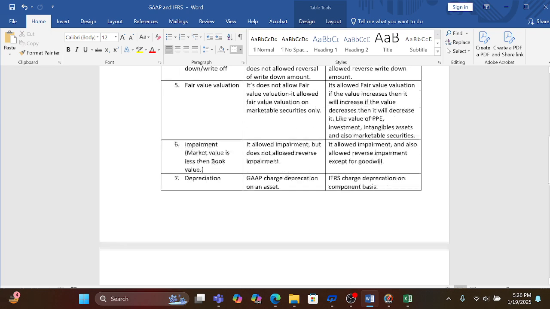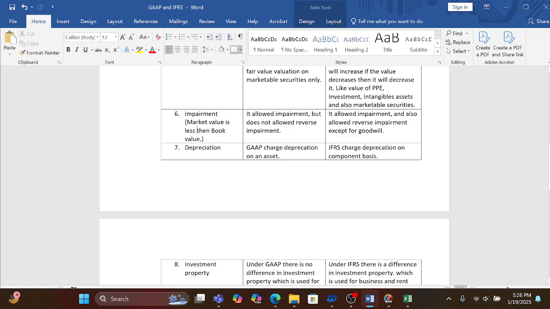Now we have another part, that's impairment. So guys, what do you mean by impairment? So impairment is the amount which is higher than the value. Like we have a book value which is higher than the market value. Like we have an asset of 1 lakh dollars in our books of account, but when we have checked the market value of that asset, the market value of that asset is 80,000. So 20,000 will be transferred to the profit and loss account.